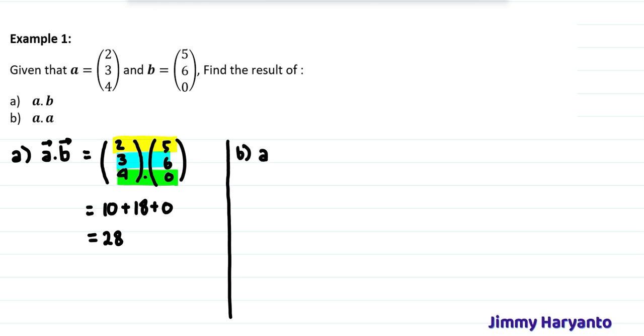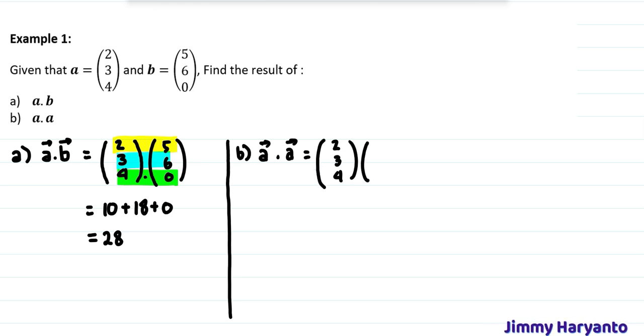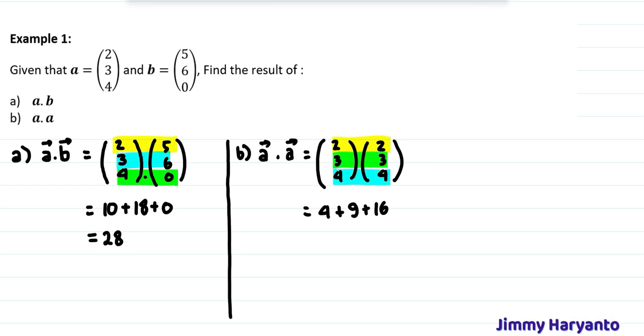Next, question B. The question wants you to multiply vector A times vector A. It is the same. You only have to write it down like this: 2, 3, and 4, and then you multiply it one by one. 2 times 2 equals 4 plus, and then 3 times 3 equals 9, and the last one is 4 times 4 equals 16. So altogether you have 29. Okay, so this is the multiplication or dot product of two vectors.